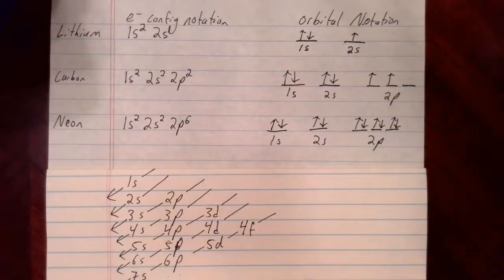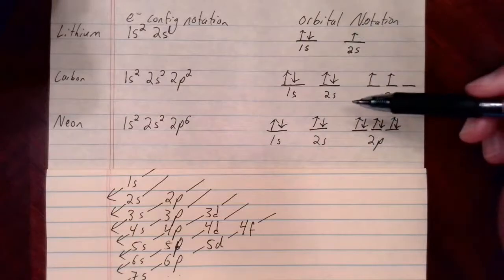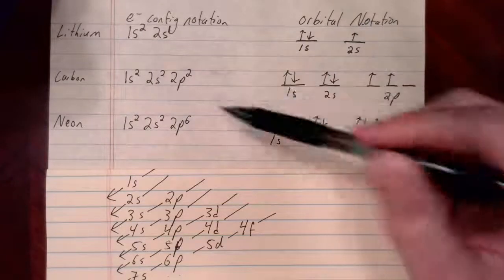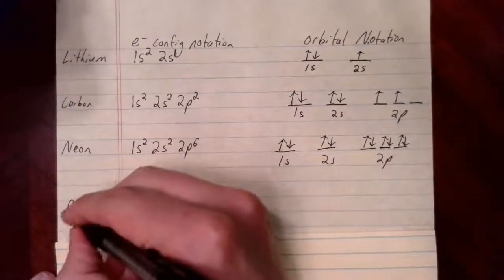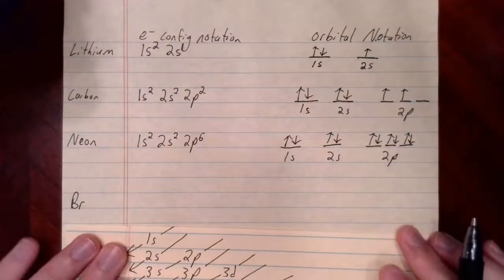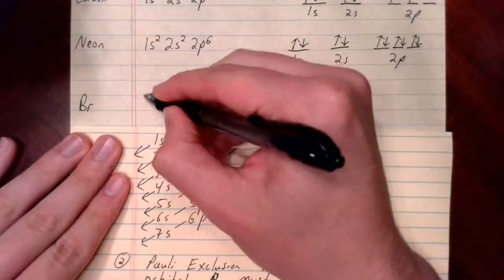Let's go ahead and look at one that is a little heavier, so a little more difficult. Typically we only write the orbital notation for these smaller atoms. We only do it now so you can see what's going on. We'll typically only write the electron configuration notation. So let's go ahead and look at bromine. Bromine has 35 electrons. Okay, so we have to place 35 electrons. So let's go ahead and start off.